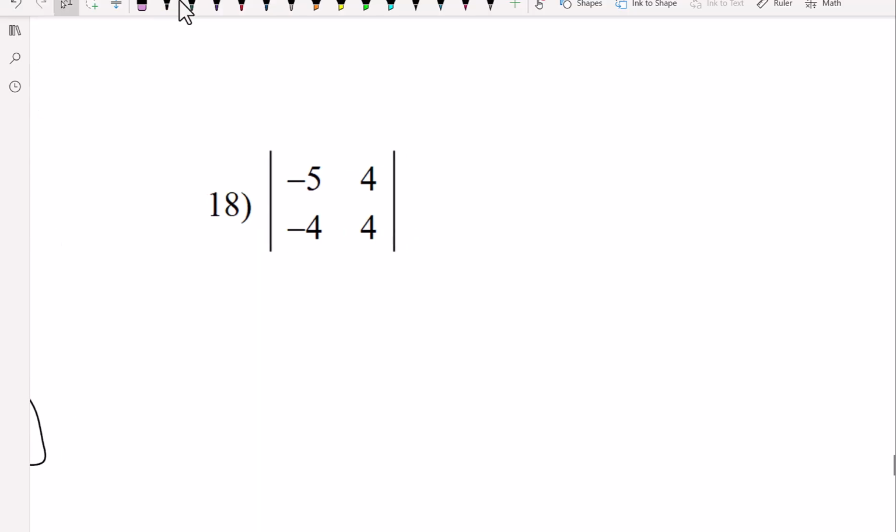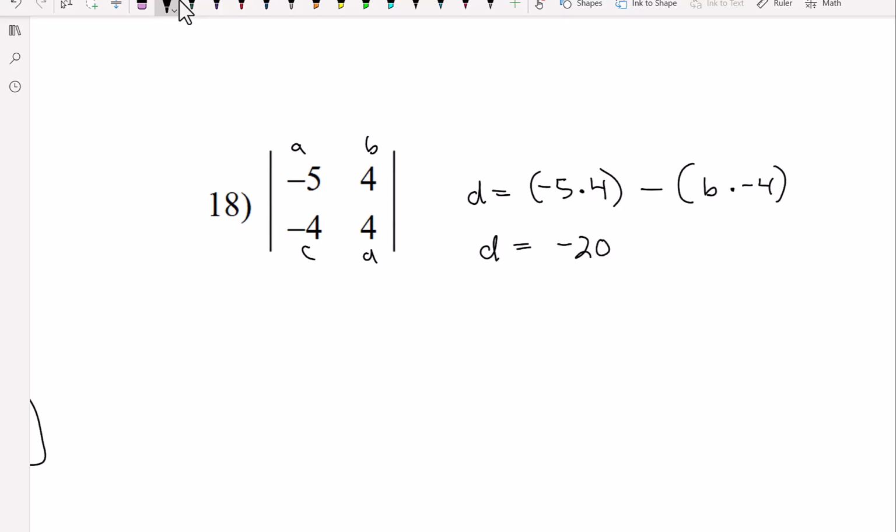Okay, let's do another one. So the determinant is our A value times our D value, A, B, C, D, subtract our B value times our C value. So we have negative 20, subtract negative 16, so that becomes add 16. So we have negative 20 plus 16 is negative 4.